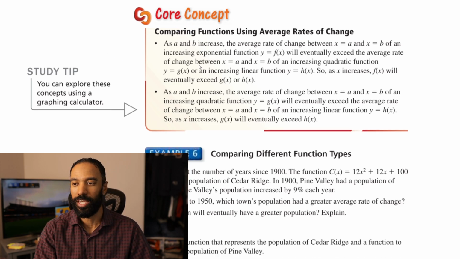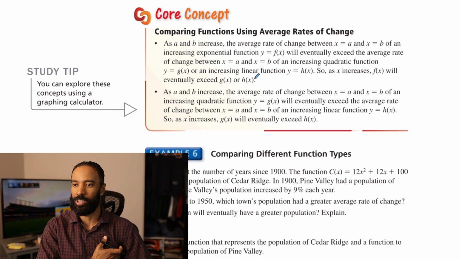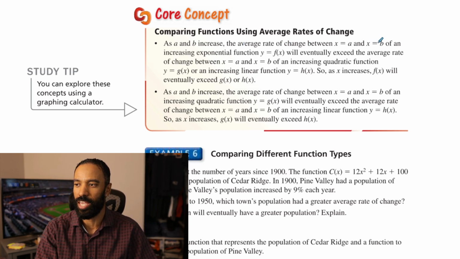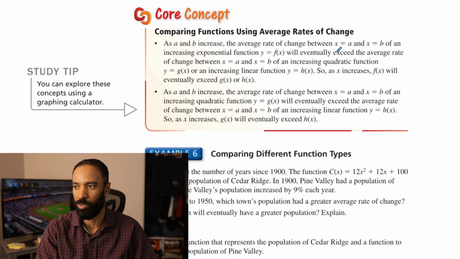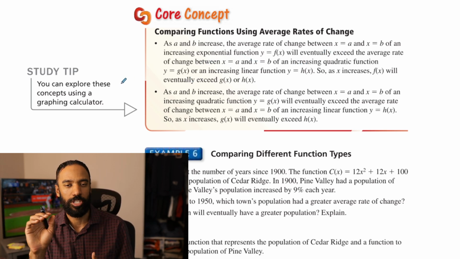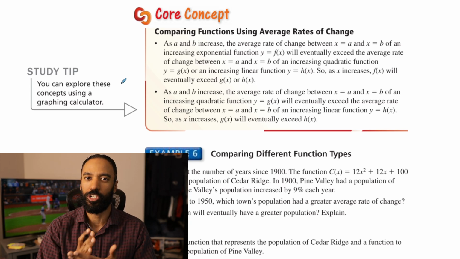Okay, that wasn't the last thing. Comparing functions using average rates of change. As a and b increase, the average rate of change between x's a and b of an increasing exponential function will eventually exceed the average rate of change between a and b of a quadratic. Okay, so what they're saying here, and I mentioned this before, is that exponential functions dominate quadratic and linear functions.